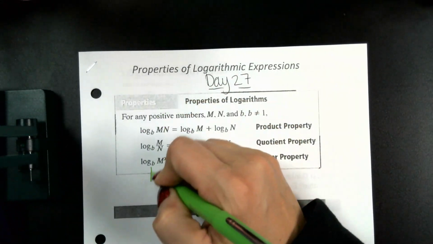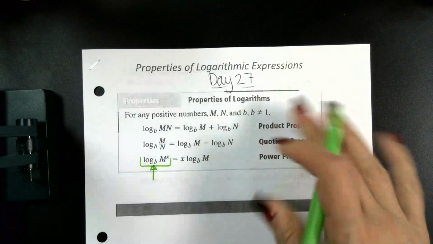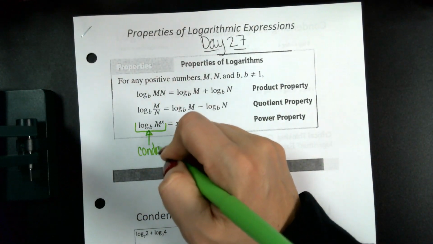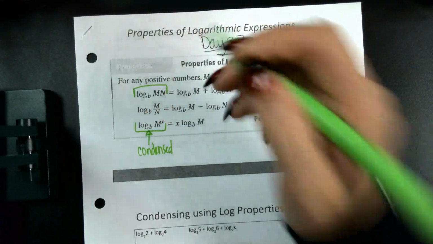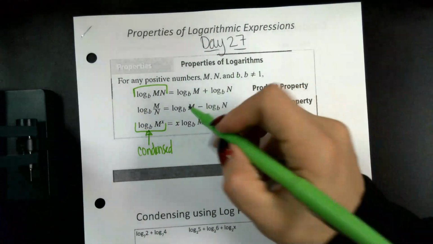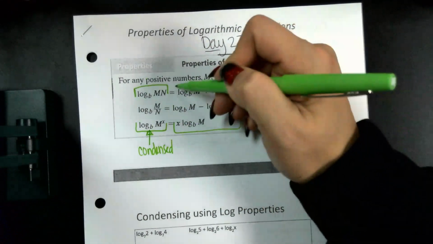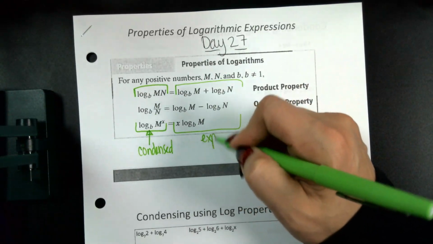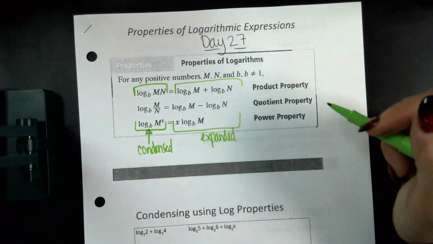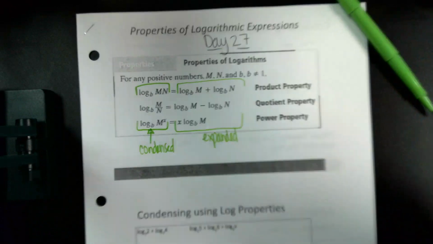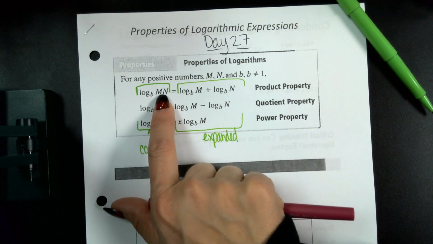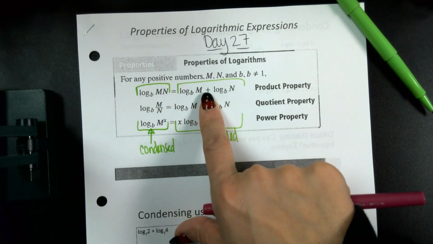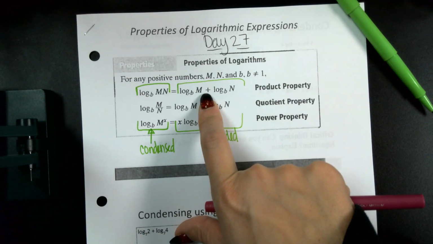Okay, all of these on this side right here are the condensed versions. That's when they've taken multiple logs and put them together as one log. The right side over here, all of this stuff, these are the expanded versions. So it would make sense that on a problem where you see two things being multiplied together in the condensed version, when we separate them in the expanded version, what symbol goes between them?